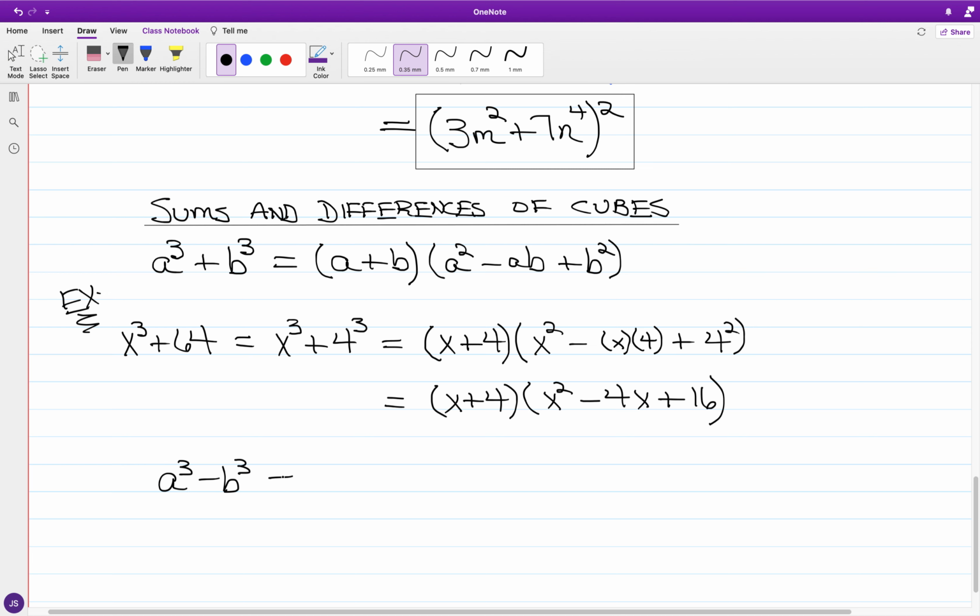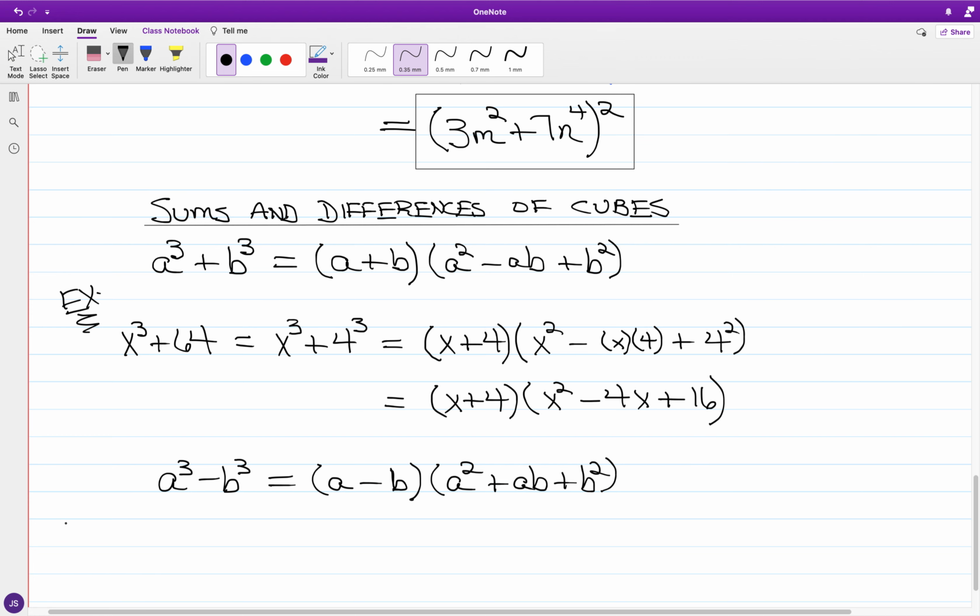Okay, so we have a cubed minus b cubed. For the difference of cubes, the binomial or two-term factor is going to be the difference of the cubic roots of a cubed and b cubed. So that'll be a minus b. Now for the trinomial factor, this is going to be entirely in terms of adding. So you have a squared plus ab plus b squared.